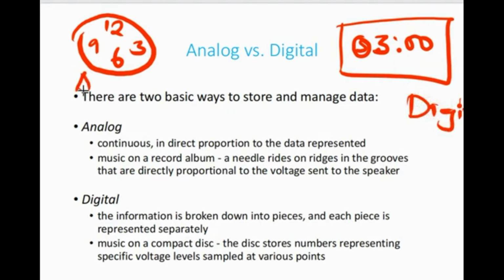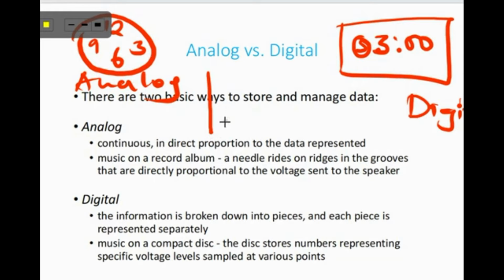To summarize, analog is continuous and is in direct proportion to the data presented. Music or a record album are examples of analog data representation. When you're editing a video, for example, or when you're making a sound recording on recent smartphones, they show things like this.